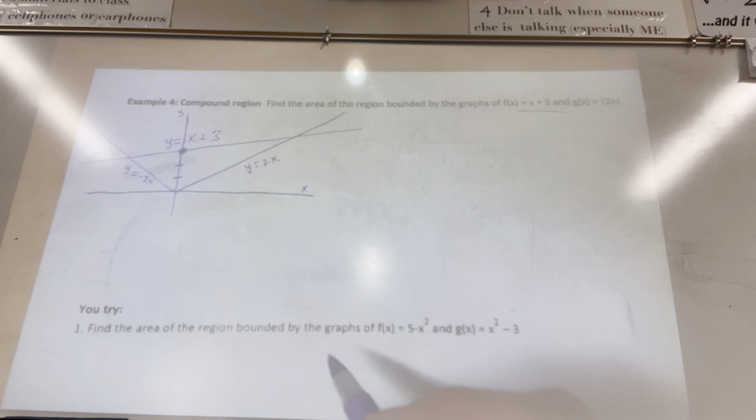What area am I trying to find? The one inside. The one inside. So go ahead and shade it.